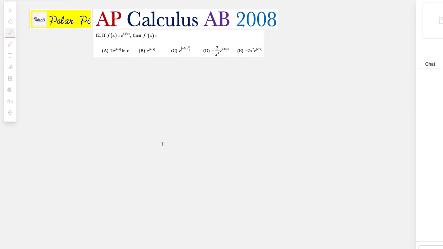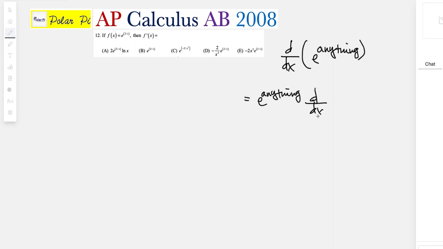Okay, and then 12 says something. So this is f and we need f prime. All right, so the derivative of e to anything, right, is equal to e to anything itself, times the derivative of anything, right? So times d dx of anything, right? Okay, all right, got it.